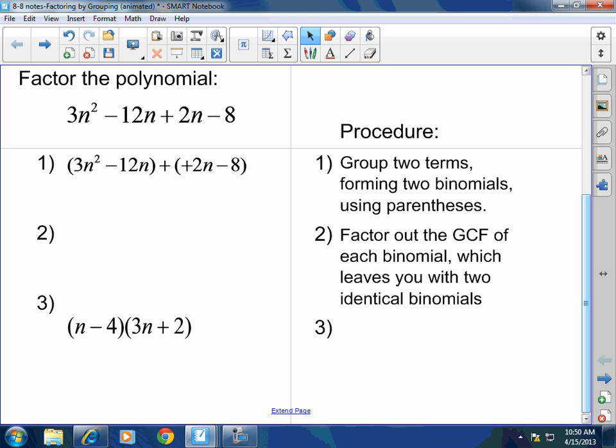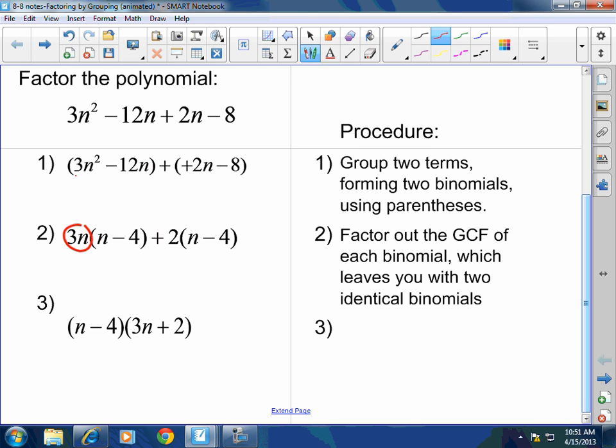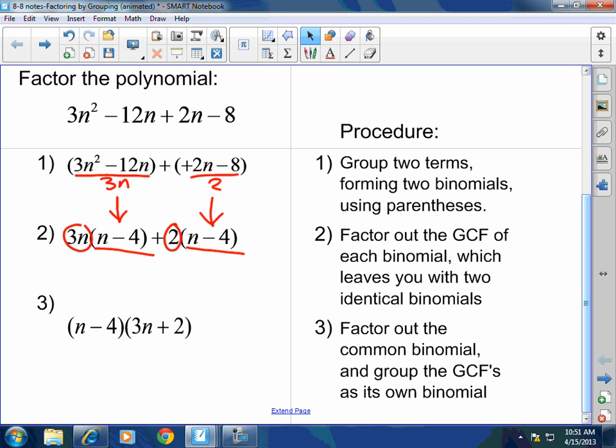Step two, factor out the GCF of each binomial, which leaves you with two identical binomials. So I factored out a 3n from this one, leaving me with n minus 4. And I factored out a 2 from this one, leaving me with n minus 4. Isn't n minus 4 and n minus 4, aren't they identical? That's the goal.